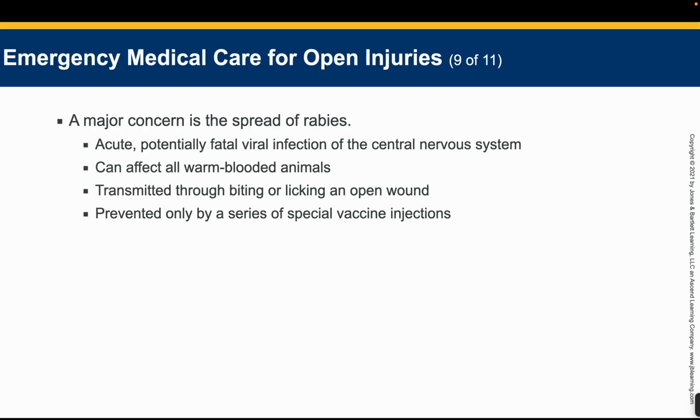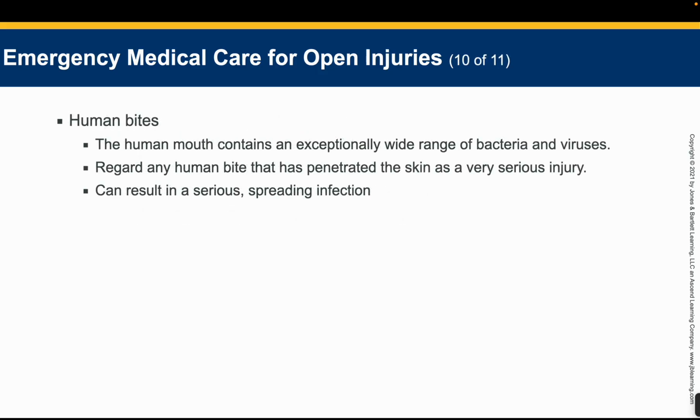So as providers, any suspected animal bite, especially from an unknown or unvaccinated animal, should raise concern for rabies and be taken very seriously. Now let's talk about human bites, and these are actually a bigger deal than people think. The human mouth contains an extremely wide range of bacteria and viruses, making these wounds highly prone to infection.